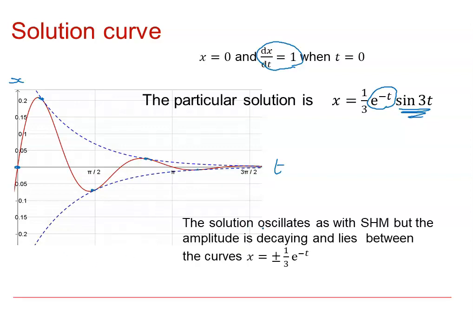So we can see that the solution does show an oscillating system of an SHM form, but the amplitude is now decaying, and the amplitude will lie between the curves x equals plus or minus a third e to the minus t. So that's the effect of the damping on the oscillating system.